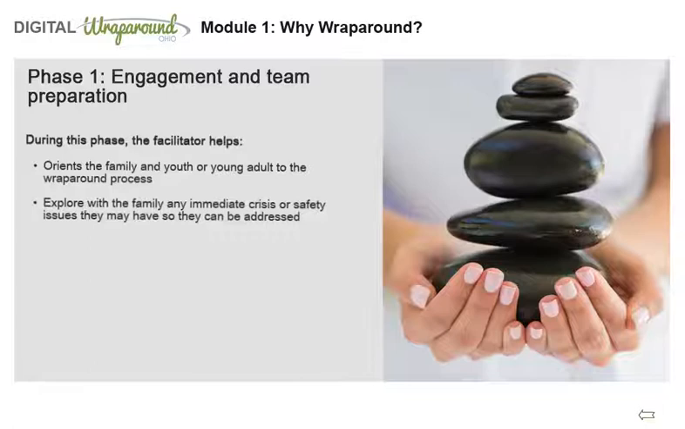The facilitator will explore with the family any immediate crises or safety issues they may have, so they can be addressed and they can move forward with the wraparound process. These issues could be aggressive or self-harm behaviors of family members, or basic needs such as food or shelter issues. The facilitator works with the family to develop enough of a response to maintain safety or provide relief until the team meets and can provide additional supports or responses as necessary.